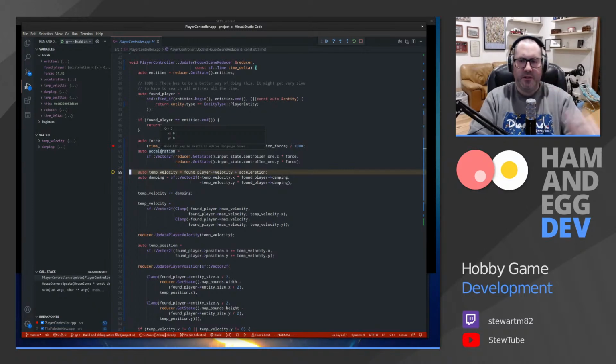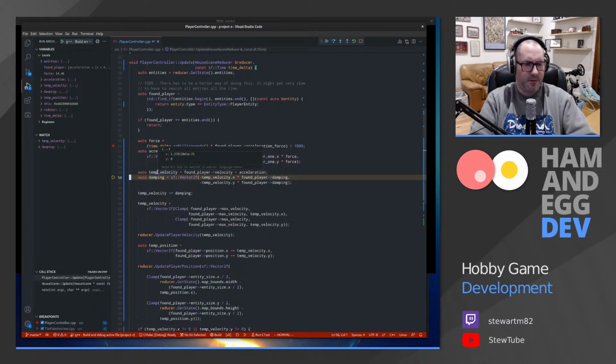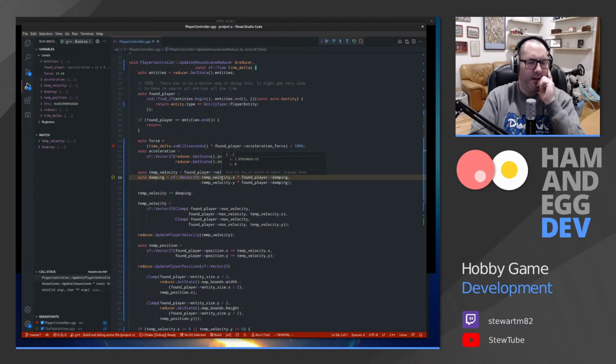So if the acceleration is 0 and the player has a current velocity, we then invert that velocity and multiply it by the damping.